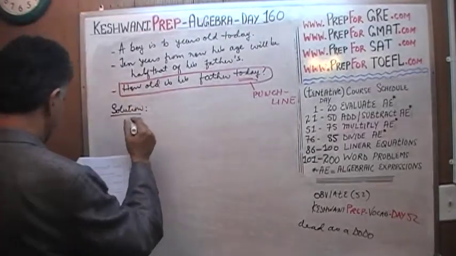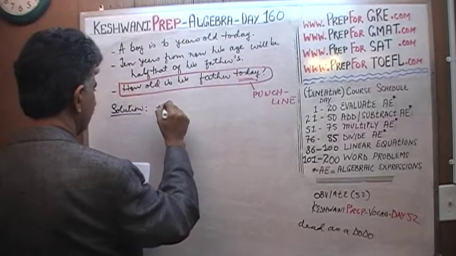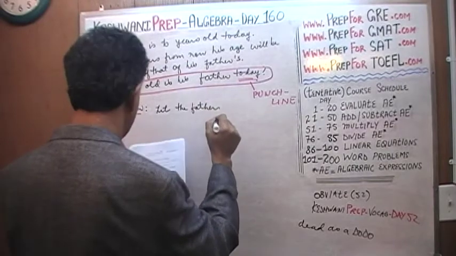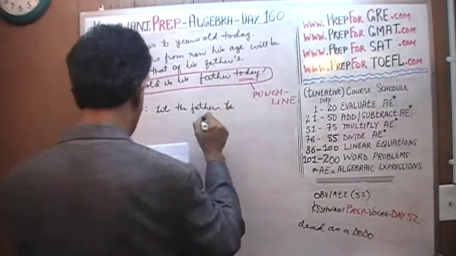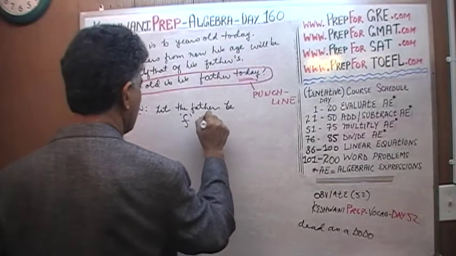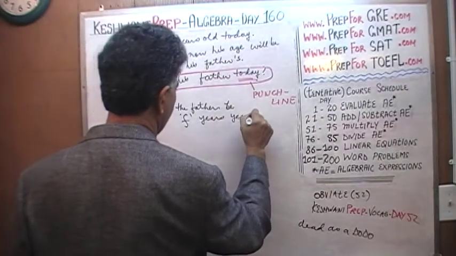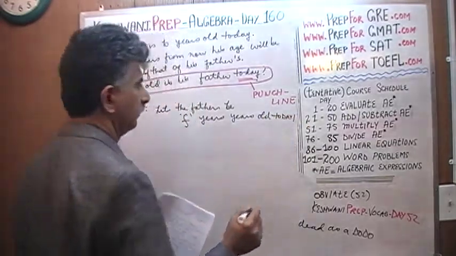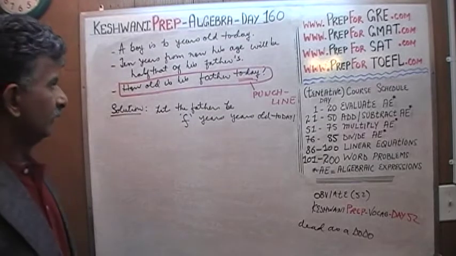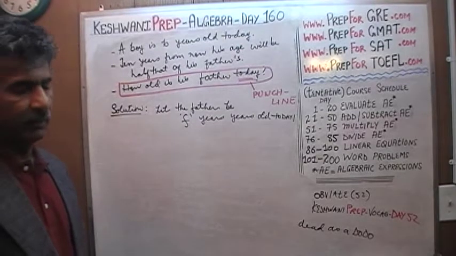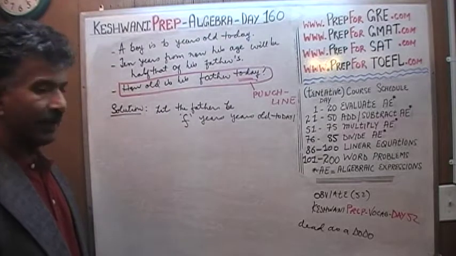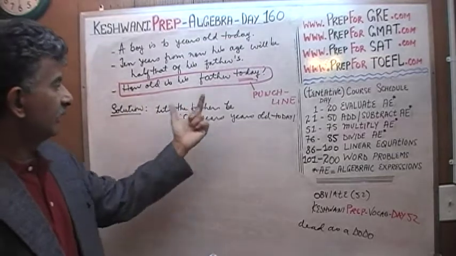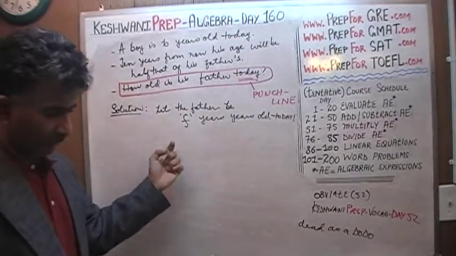Let's pretend that the father be F years old today. We are pretending that the father is F years old. In other words, we are giving it a value of F. Now F is your unknown, because that's what we're looking for. How old is the father today? We're calling it F. This is your unknown.